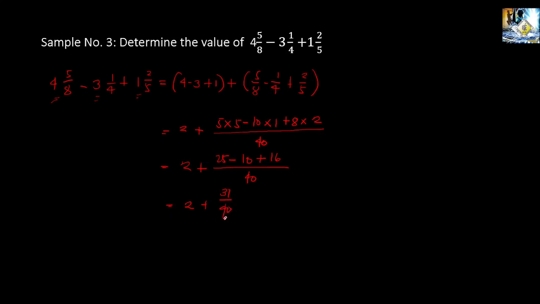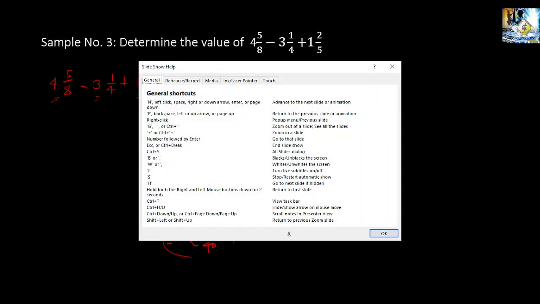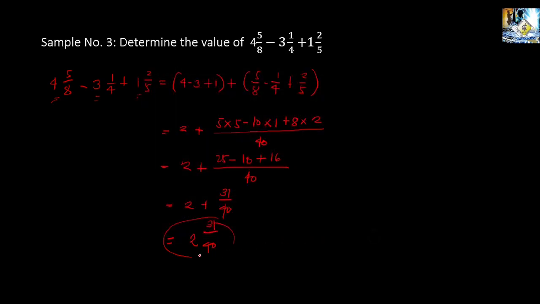Do we need to reduce this one? Then going back to its original form, 2 31 over 40 for your mixed fraction form. Okay, so I hope it's clear with our process. Let's proceed to the next example.